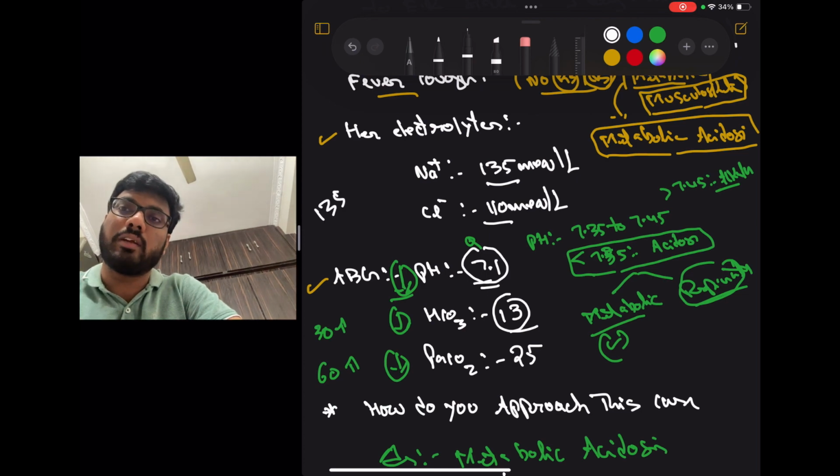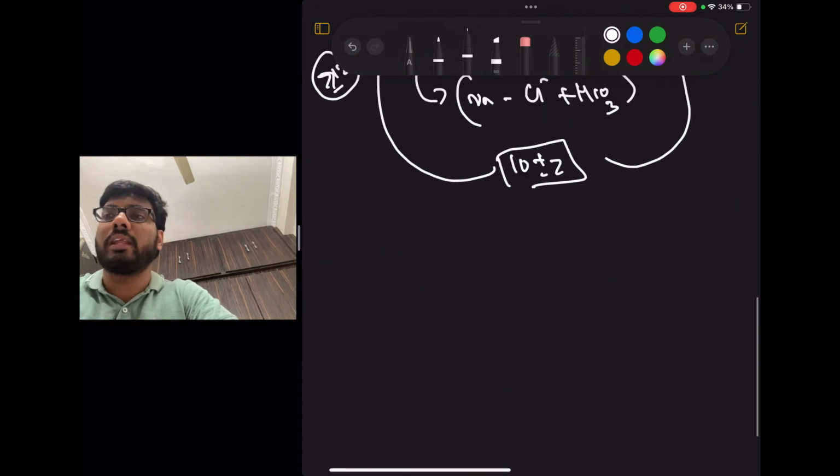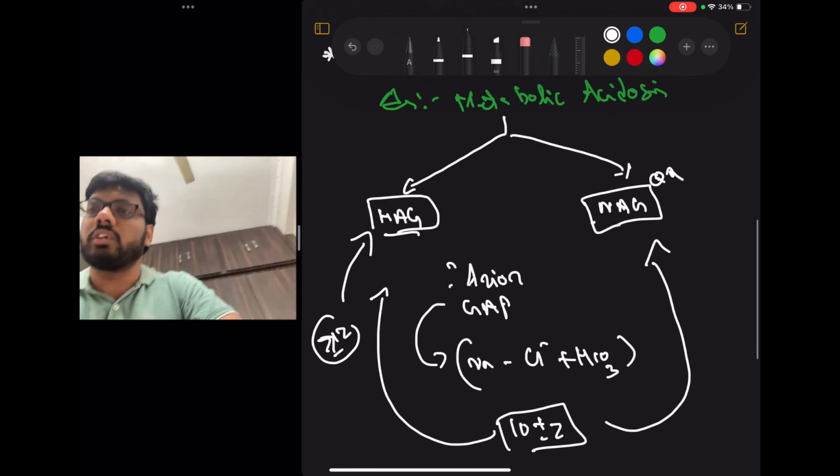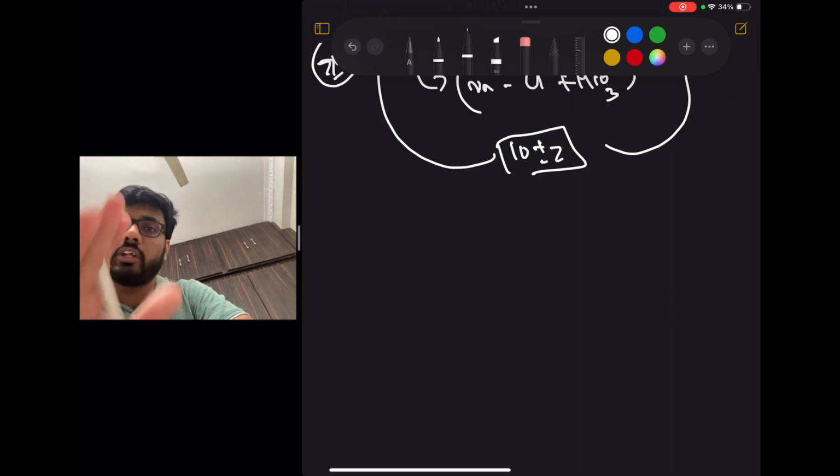So it is 135 minus 110 plus 13. So it is 135 minus 123. So it is how much? It's around 7 plus 5, 12. So it is 12. That means it is a case of normal anion gap metabolic acidosis, right? Suppose if the calculated anion gap was more than 12, we call it high anion gap.